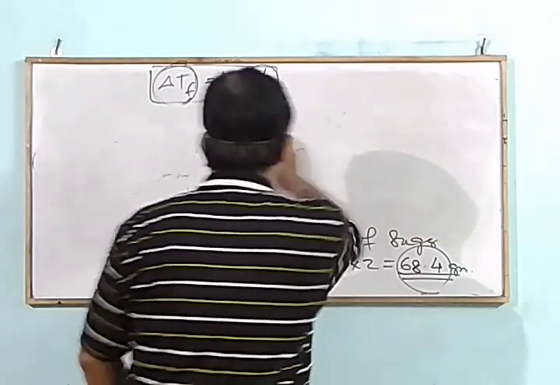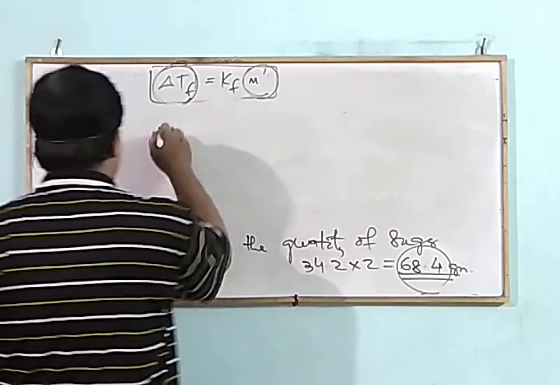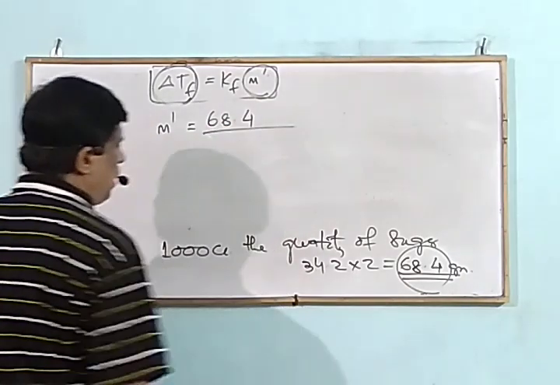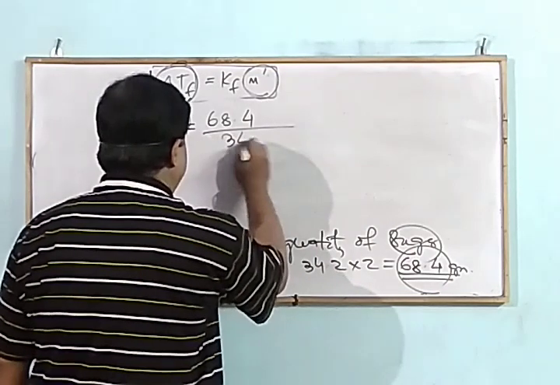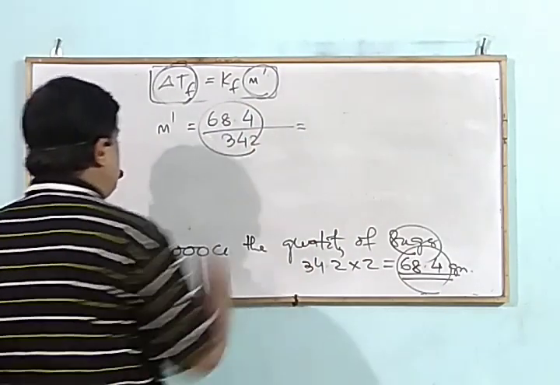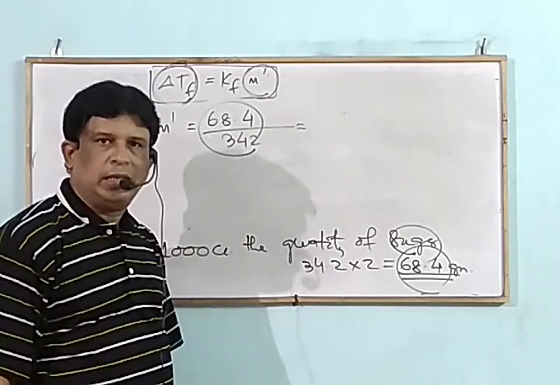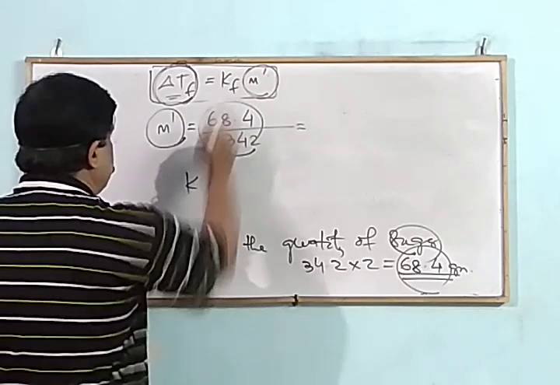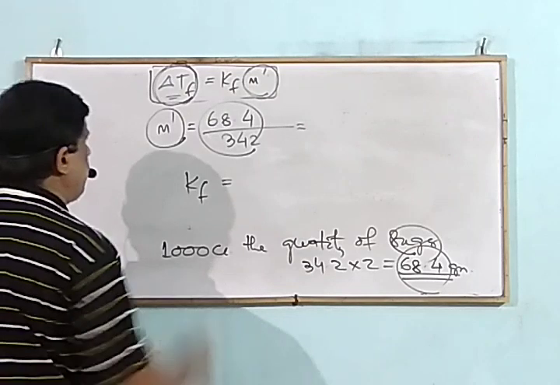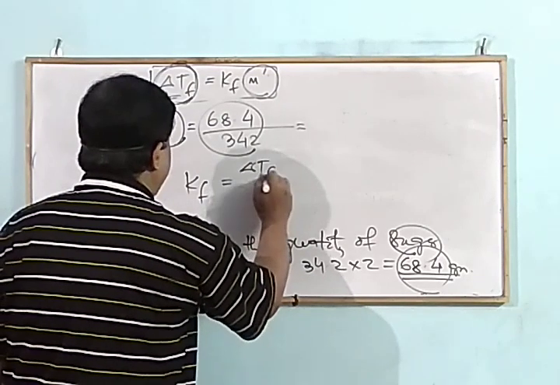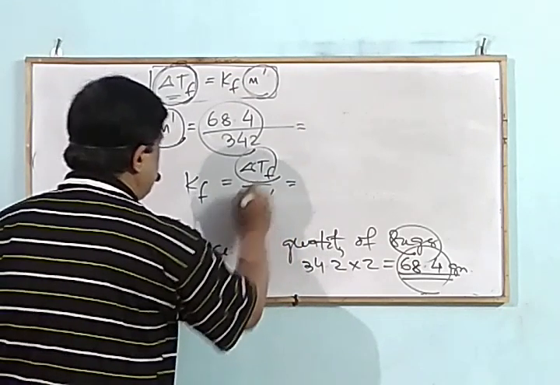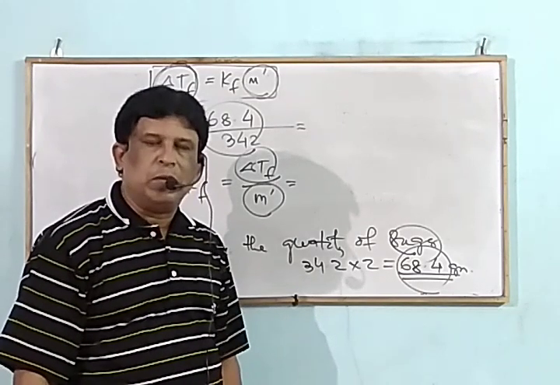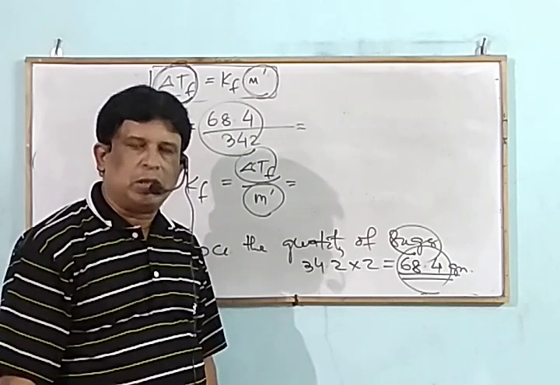Molality is equal to weight, 68.4, by molecular mass of sugar, that is 342. By dividing, one is able to calculate the molality. So with molality calculated, and the depression in freezing point known, the cryoscopic constant is equal to del TF by molality. This value is known, so by simply dividing one is able to calculate the cryoscopic constant value.